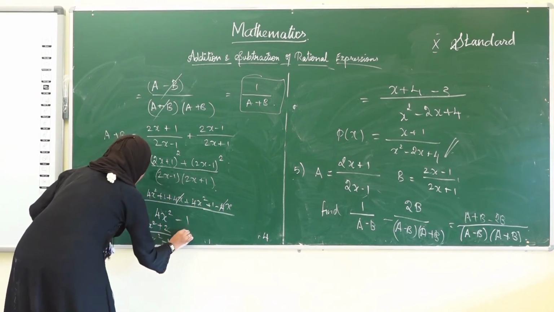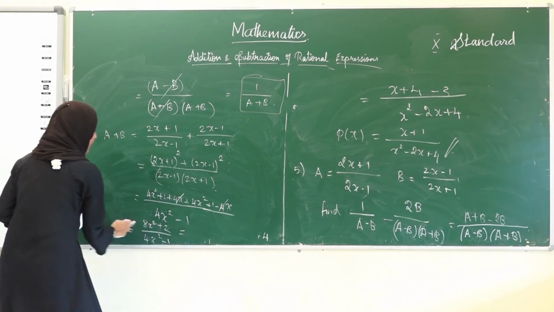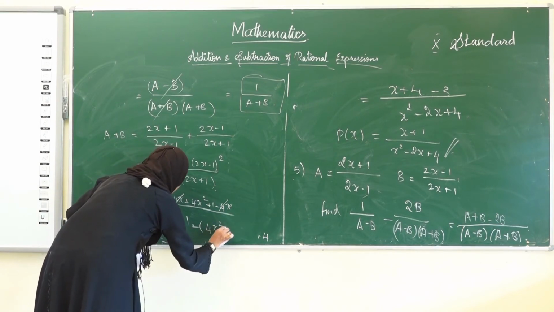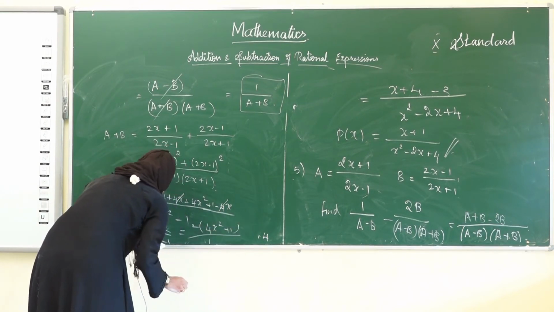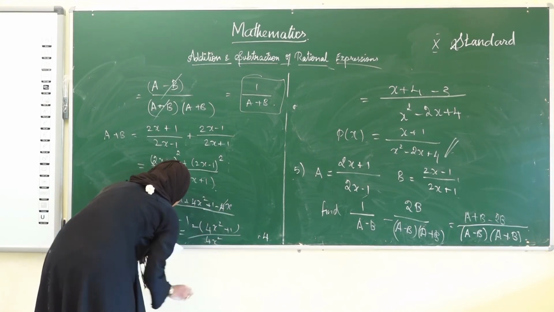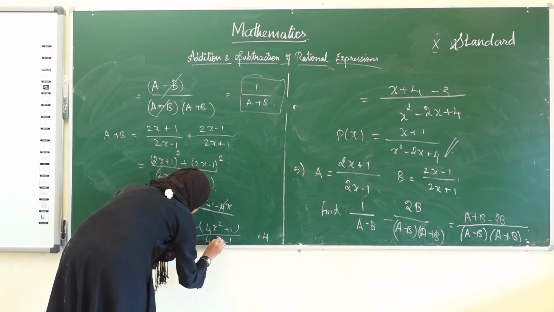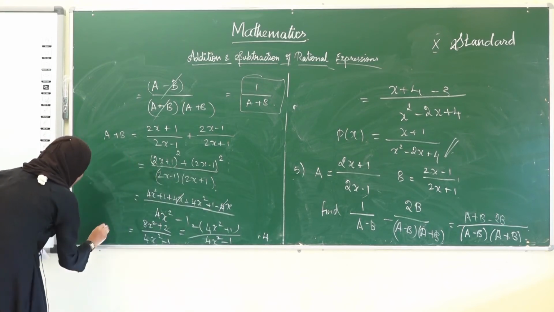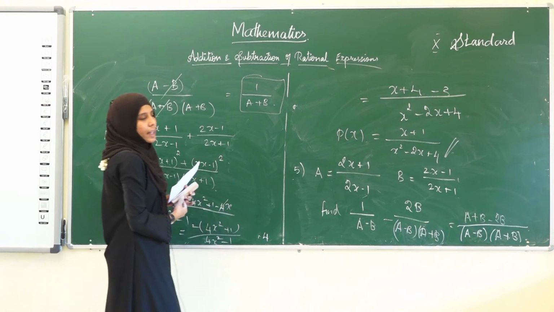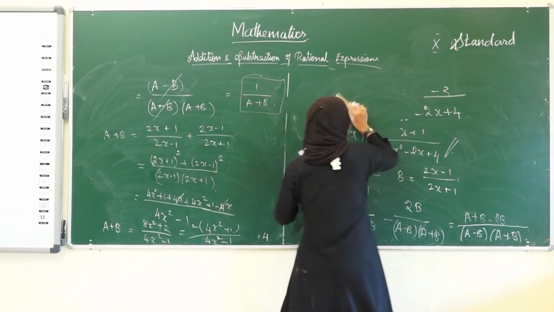This can be written as, we can take the 2 outside. When we take 2 outside, the result will be 4x square plus 1 divided by 4x square minus 1. This is the value of a plus b. What we have to find is 1 divided by a plus b, that is the reciprocal of this term.